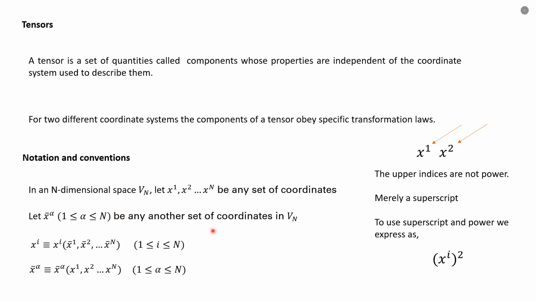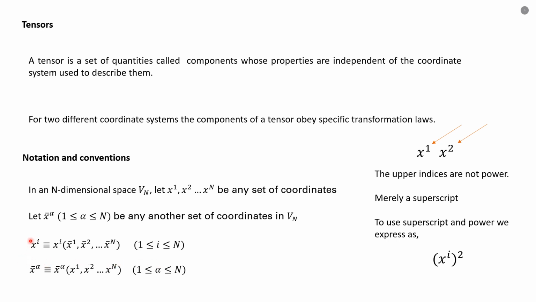Now let us consider another set of coordinates denoted by x bar superscript alpha, where alpha takes the values from 1 to n in the same n-dimensional space V_n. A point to remember is that there are two sets of coordinates indicated here: one is a barred coordinate x bar and the other is an unbarred coordinate. Conventionally, for barred coordinates, the superscripts are denoted by Greek letters, whereas for unbarred coordinates, the superscripts are denoted by Latin letters. So clearly, each of these coordinates x superscript i will be a function of x bar superscript alpha and vice versa as shown here.